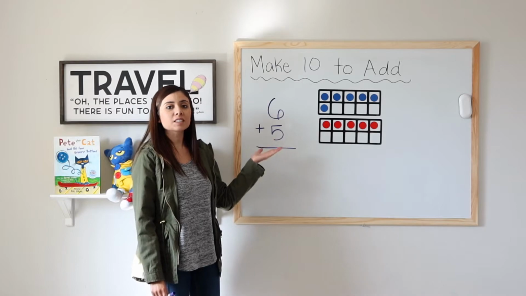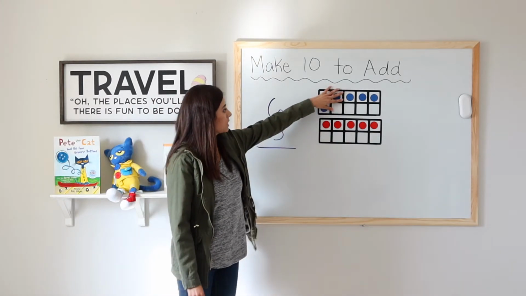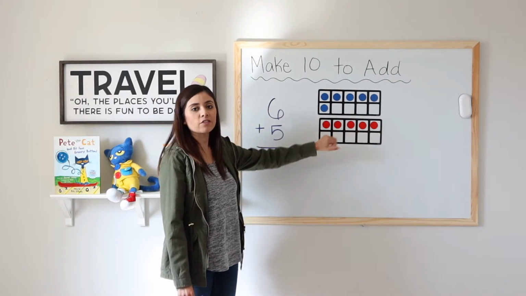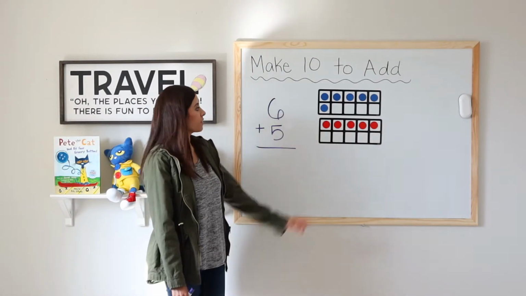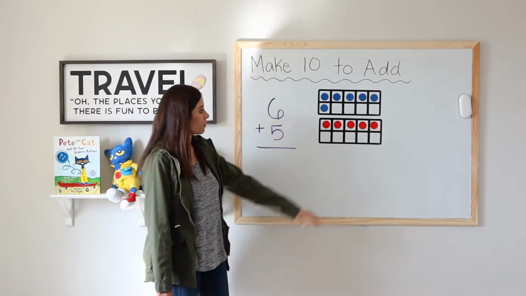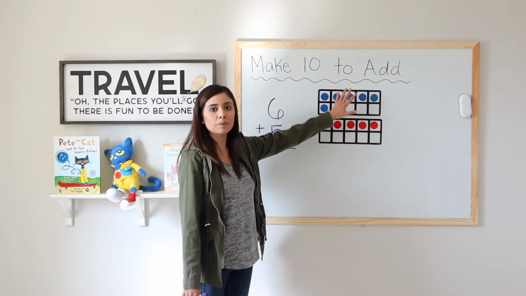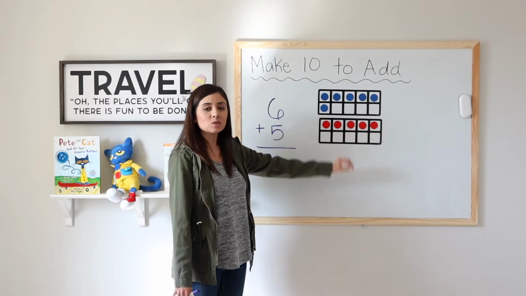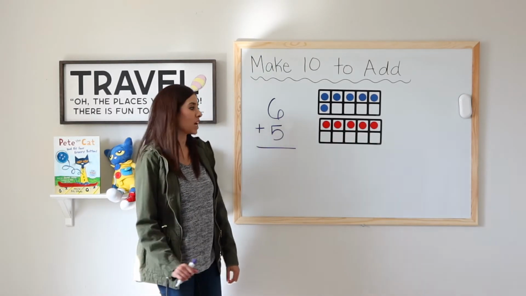Here I have 6 plus 5. 6 blue plus 5 red. Now, instead of counting them each one by one, wouldn't it be so much easier if I can just move some up to make 10 and then count on? Let's go ahead and try it.